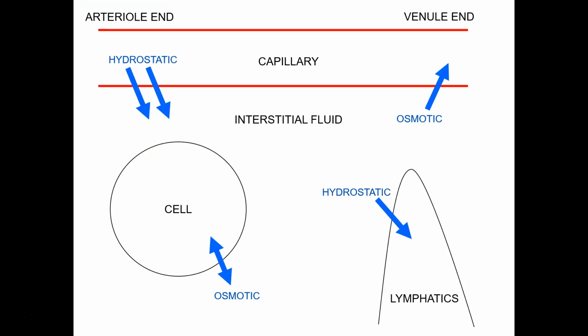So if we look at this very crude diagram that I made to illustrate normal fluid balance, you can see that blood flow is going from the arterial end to the venule end. So here, blood flow moves in this direction.